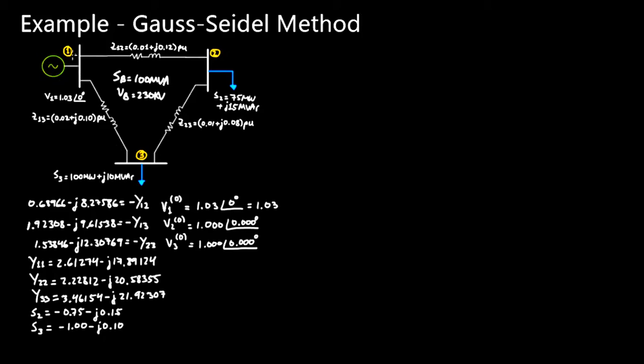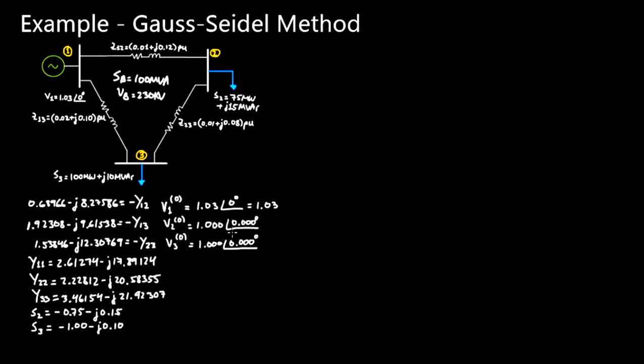Of course, we know that the voltage at bus 1, since that's a slack bus, is going to be fixed at 1.03 per unit. So what we need to do for this example is calculate the voltages at buses 2 and 3, which are load buses. Since we know the real power and the reactive power at every bus, but we don't know what the voltage is. And so in every iteration, basically what we're going to do is calculate the bus voltage, again using these initial guesses of 1 per unit at 0 degrees.